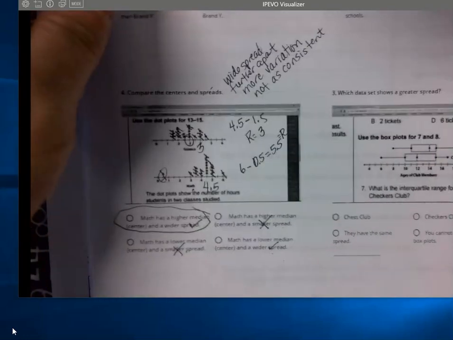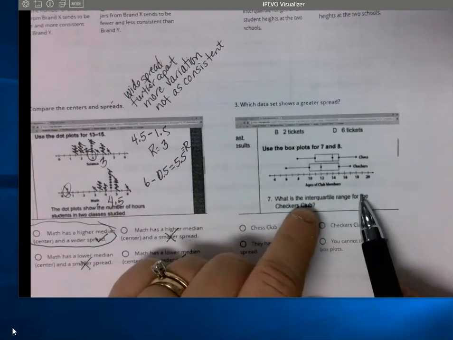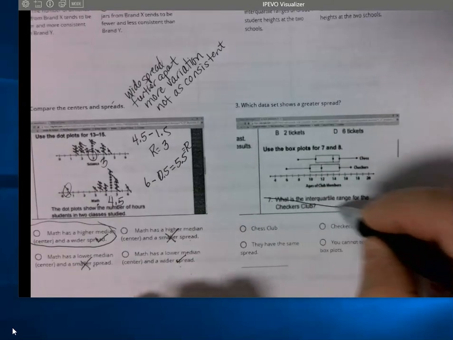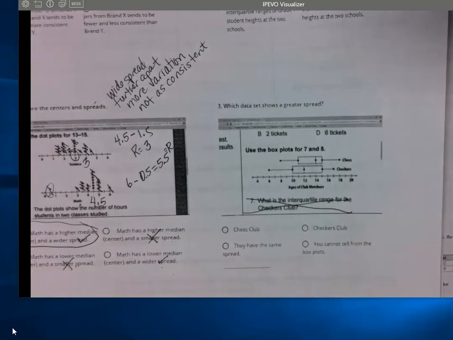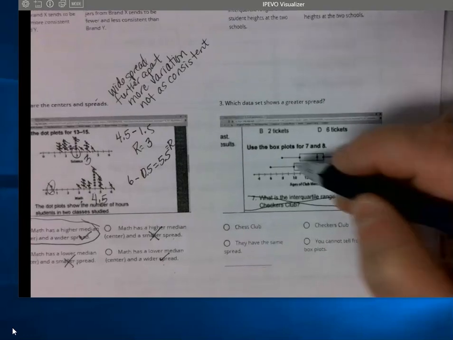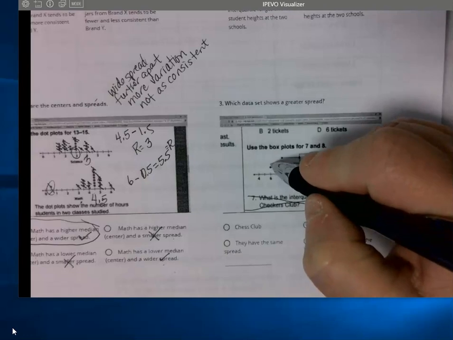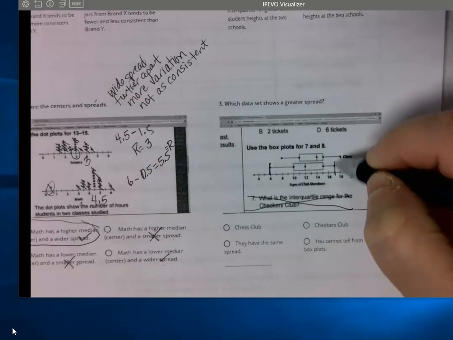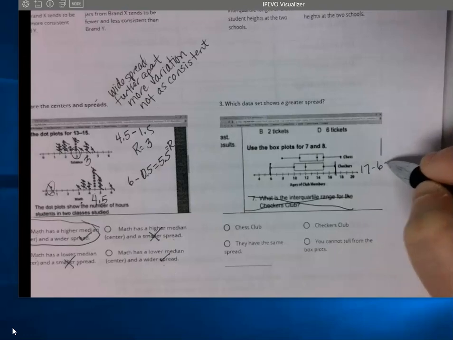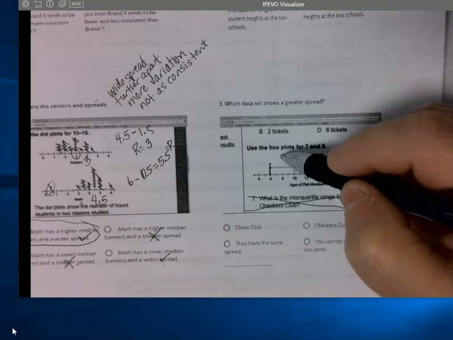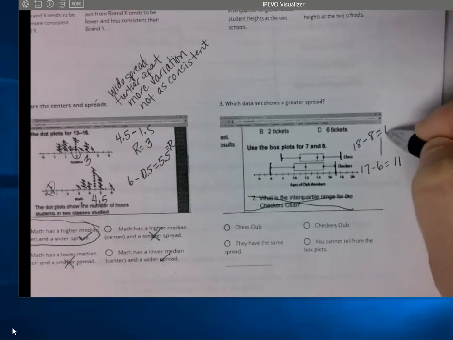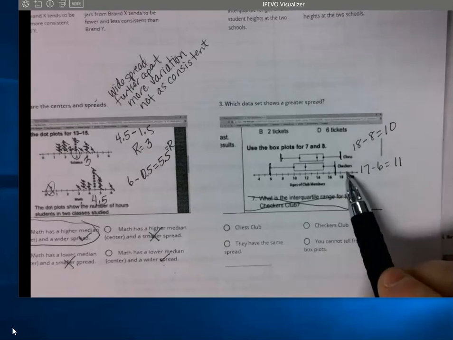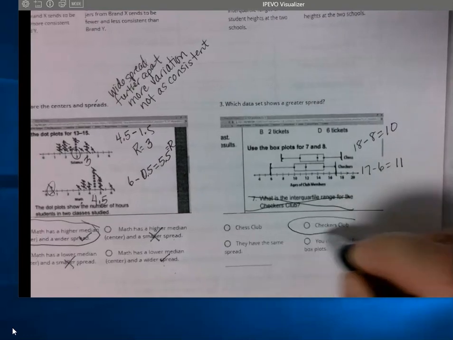All right, moving on. Now, we're not actually answering this question. We're looking at this box plot. And it wants to know which one has a greater spread. Now, remember, that spread is, again, talking about that range from the low extreme to the high extreme. So if you take a look, 17 minus 6 is equal to 11. And 18 minus 8 is equal to 10, which means checkers has a greater spread.